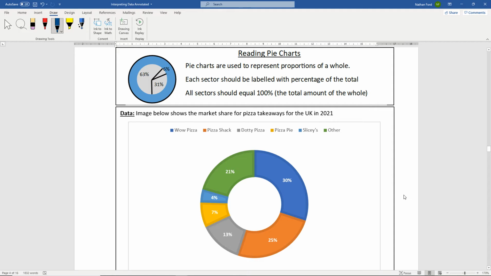Hi, it's Mr. Ford still, and we're still doing reading pie charts. So you should have finished those comparative bar charts and the bar charts from earlier. Now you should be looking at pie charts.